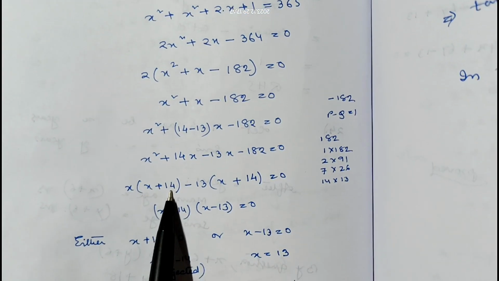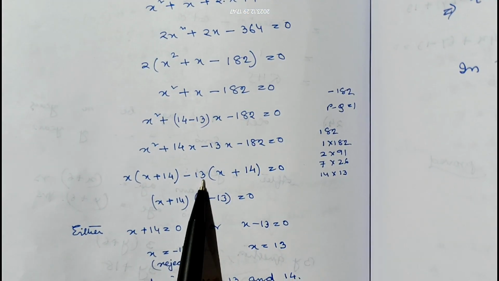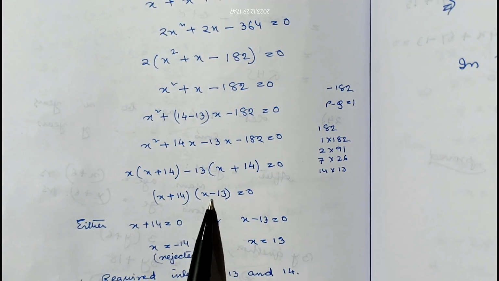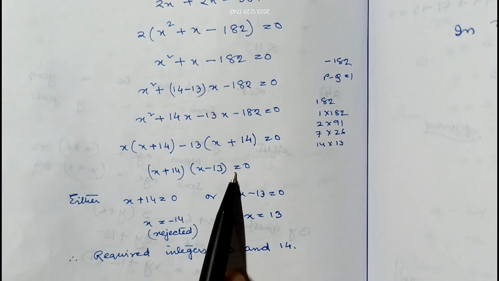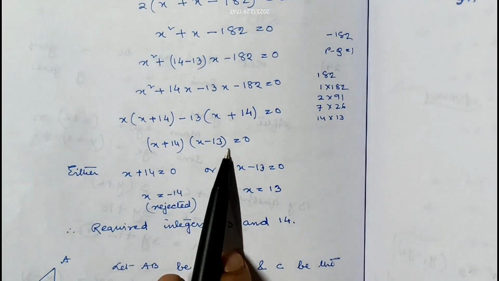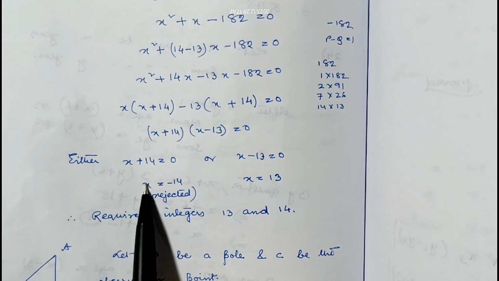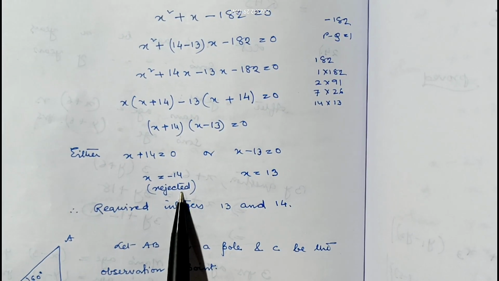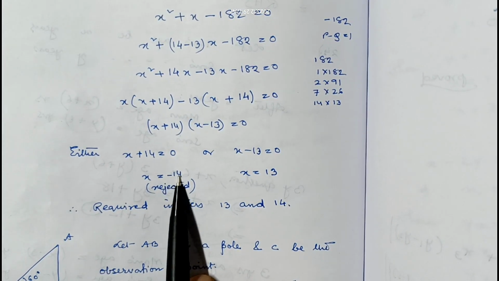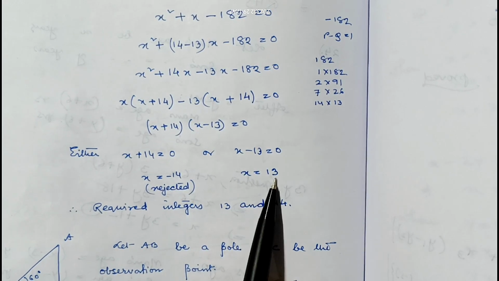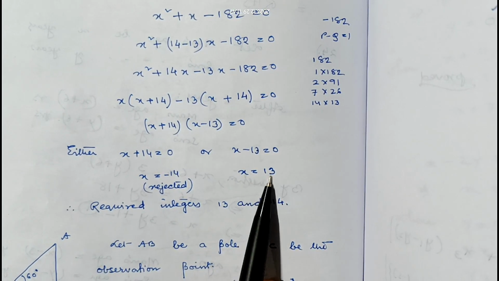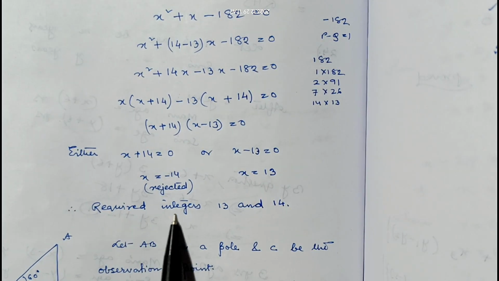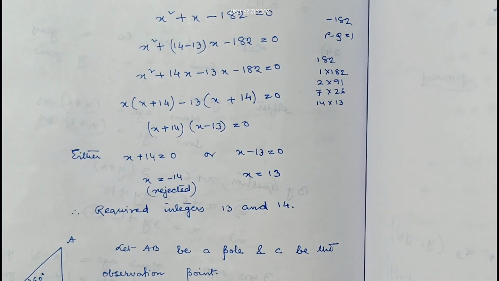From here x common, x plus 14. From here minus 13 common, x plus 14 equals 0. So it will be (x plus 14) into (x minus 13) equals 0. So either x plus 14 is 0 or x minus 13 is 0. Here we got x equal to minus 14 and here x is 13. But in the question it is given positive integer. Since it is negative, it is rejected. So x is 13. Therefore the first number is 13 and the second one will be 13 plus 1, 14. So we can write the required integers are 13 and 14.